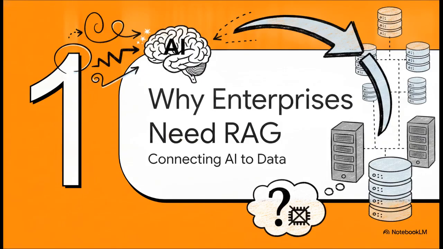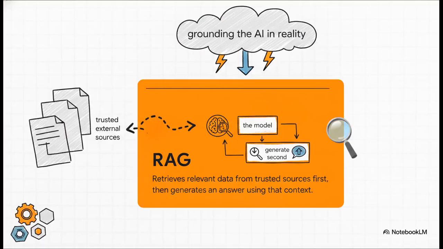All right, Section 1, why enterprises need RAG, and how we're connecting AI to data. Why exactly do we need to hook up AI with our internal databases, instead of just relying on its pre-trained memory? Well, it literally all comes down to grounding the AI in reality. RAG, which stands for Retrieval-Augmented Generation, is the architecture pattern that solves this exact headache.